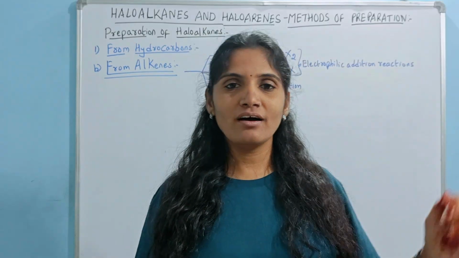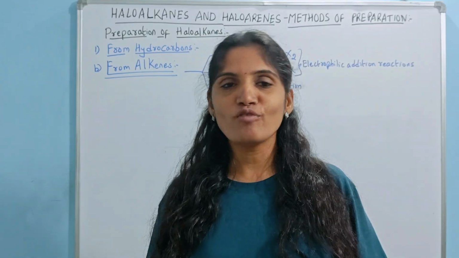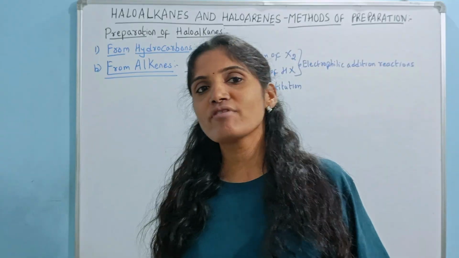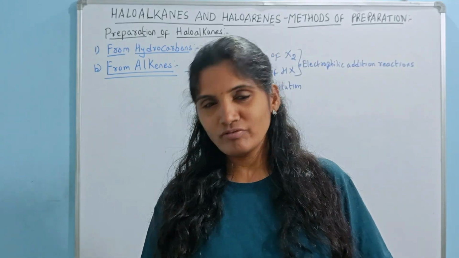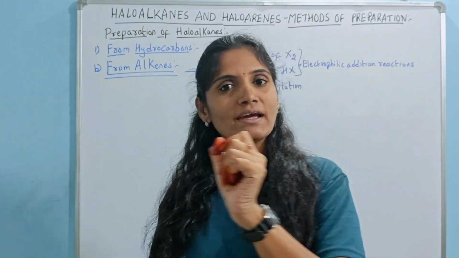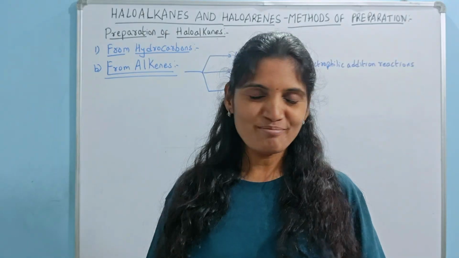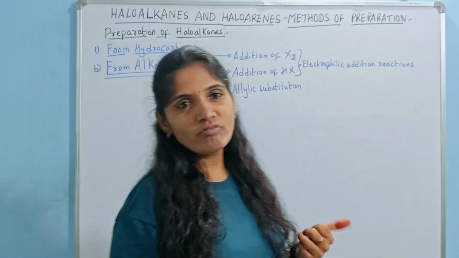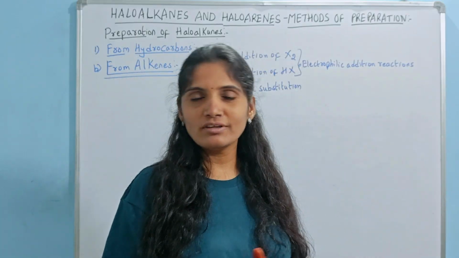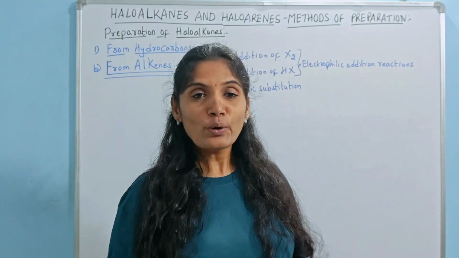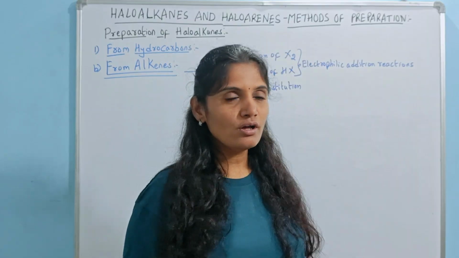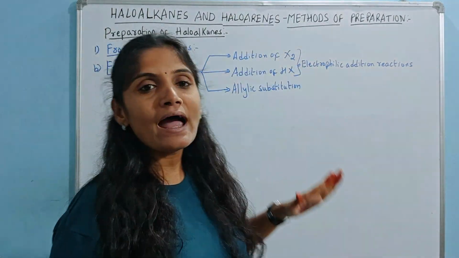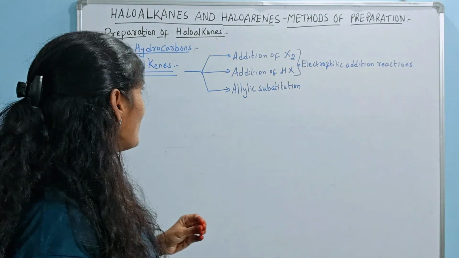In the previous class, we started the preparation of haloalkanes. First, we started the preparation from hydrocarbons. We have seen preparation from alkanes by the free radical halogenation method, which we saw in detail in the last session. Today we are going to see in this session how they are prepared from alkenes.